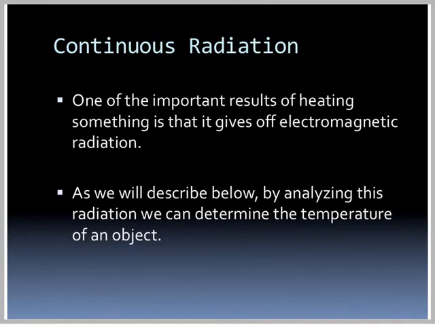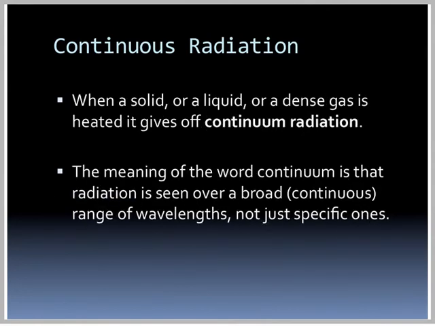One of the important results of heating something is it gives off electromagnetic radiation. As we're going to describe below, by analyzing this radiation we can determine the temperature of an object. When a solid or a liquid or a dense gas is heated, it gives off a continuum radiation. The meaning of the word continuum is that the radiation is seen over a broad or a continuous range of wavelengths, not just specific wavelengths.